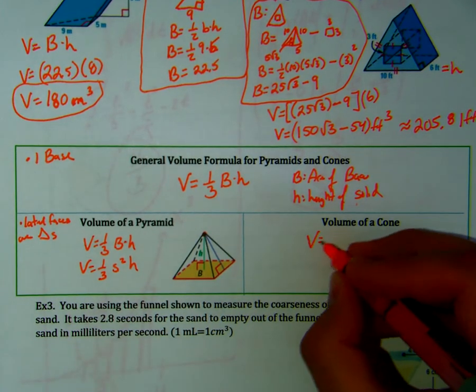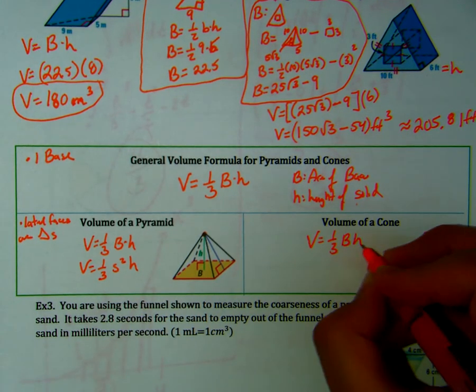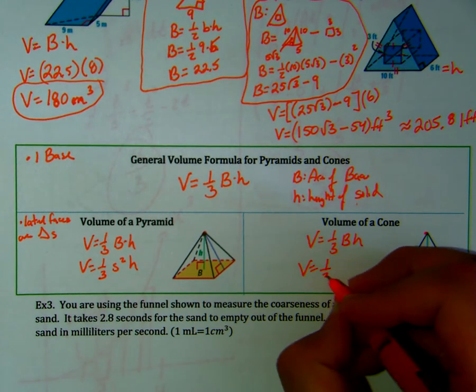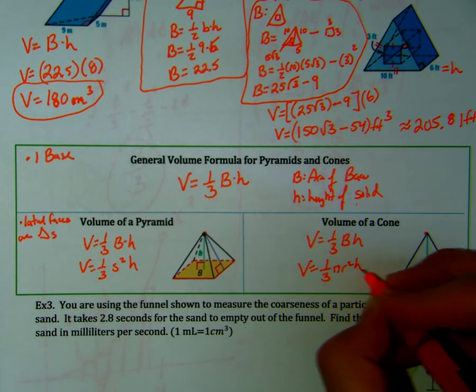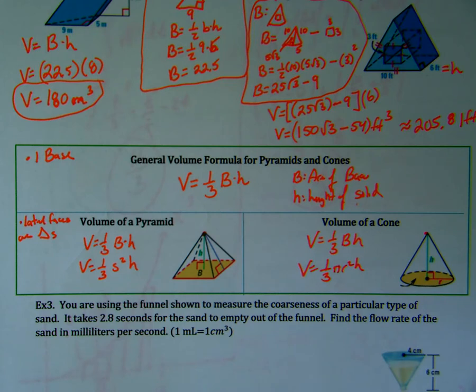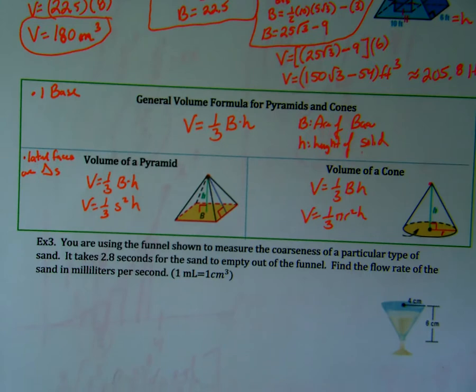And here the volume is 1/3 area of the base times the height. So the volume here would be 1/3 pi r squared h. Cavalieri's principle still applies here. So if you have oblique pyramids or oblique cones, it's the exact same formulas.